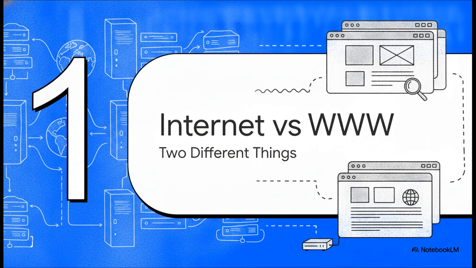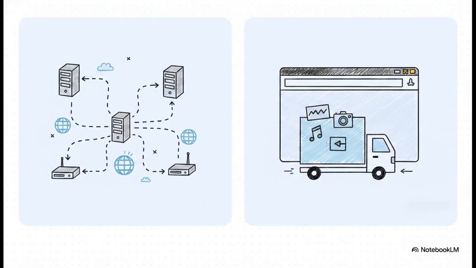Section 1. The internet versus the World Wide Web. First up, let's dismantle a very, very common misconception. Look, you hear people use these terms interchangeably all the time, right? But they are absolutely not the same thing. The internet is the physical infrastructure. It's the worldwide collection of interconnected networks, servers, and routers running on TCP and IP protocols. It's the literal foundation for things like your emails and chats.